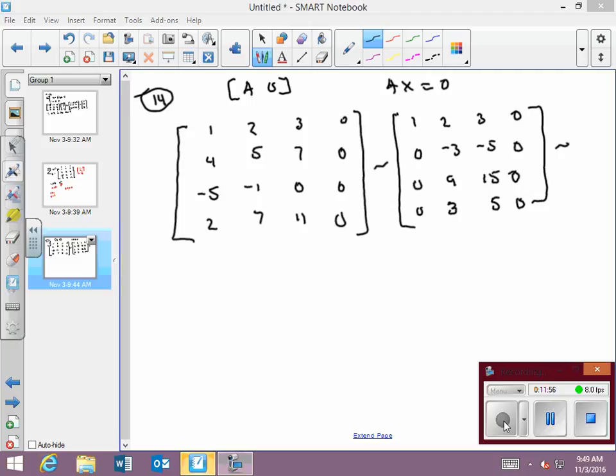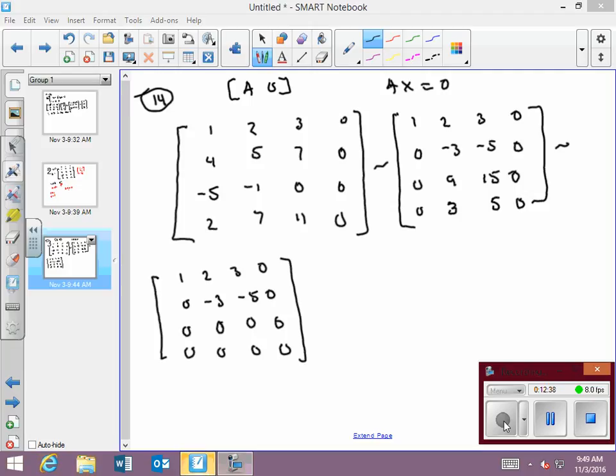All right, so then we got to go 1, 2, 3, 0. I'll just 0 minus 3. Then I'm going to take 3 times the second, so that's 0. That's 0, right? 0. Then take 1 times the second. 0, 0, 0, 0.